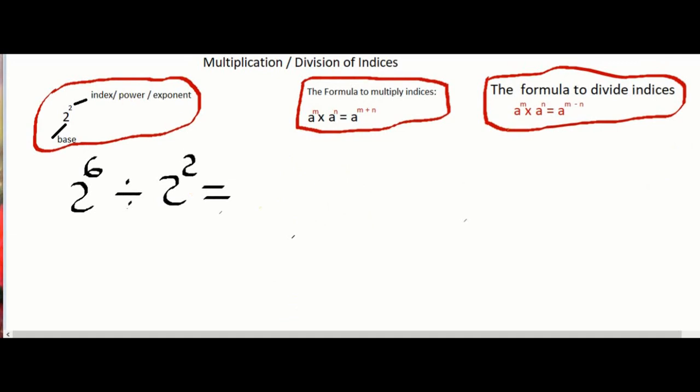Now, I'm going to show you the shorter way to solve this problem. Since the bases are the same, we're going to keep the base, which is 2. Then we are going to subtract the powers. That is 6 minus 2, and this should be 2 to the 4th power. So this is how you solve a problem like this. So our answer is 2 to the 4th power. This is the shorter way to solve this problem.